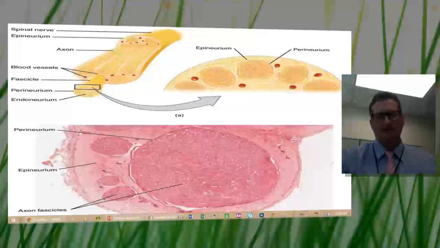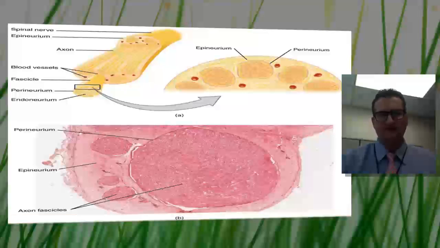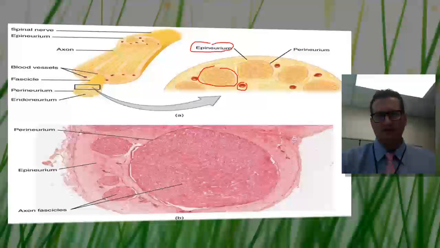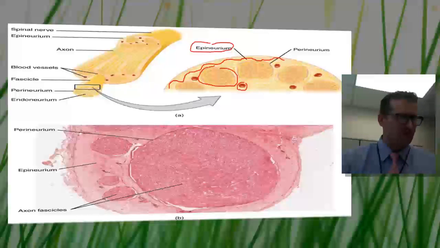This slide is an illustration of a nerve. It consists of fascicles and blood vessels that you can see. Here is a blood vessel, and here is a fascicle. All of these are surrounded by a dense connective tissue called the epineurium here, and so you can see it's this layer of dense connective tissue.